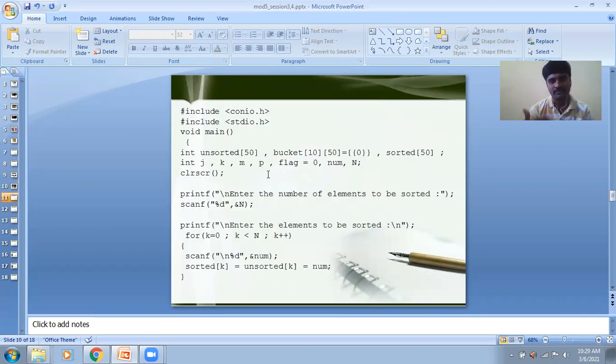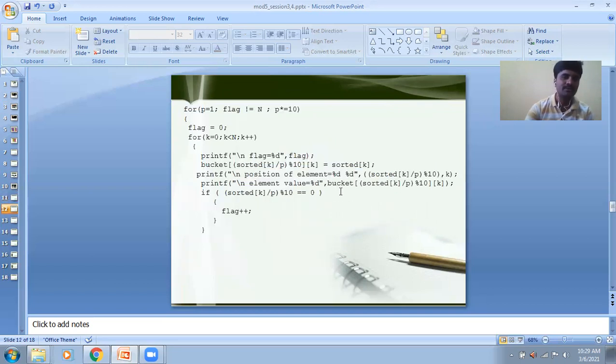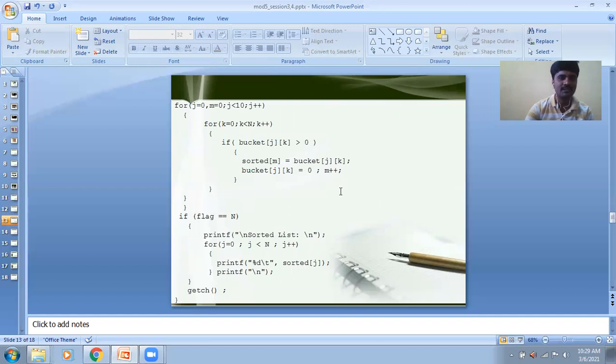This is the radix sorting algorithm function. So we are counting up to 50 buckets. Then here the number of buckets is 10, and sorted by 50. Like that we have to go for the output of the program. So this is the thing.